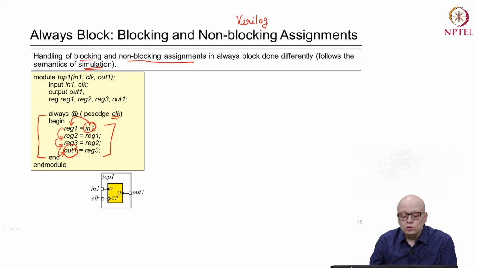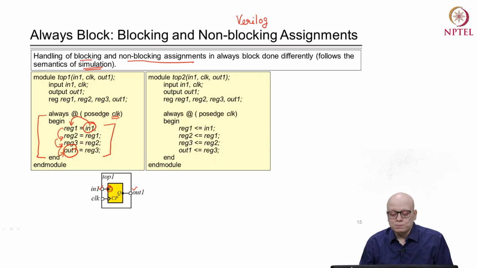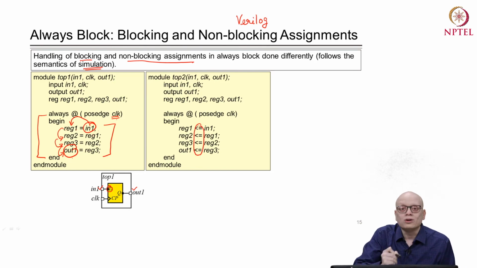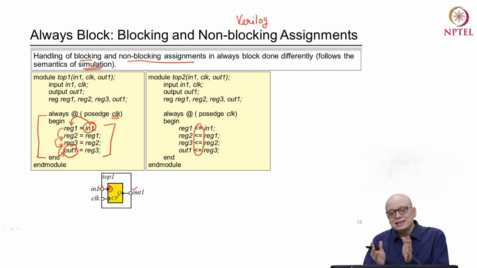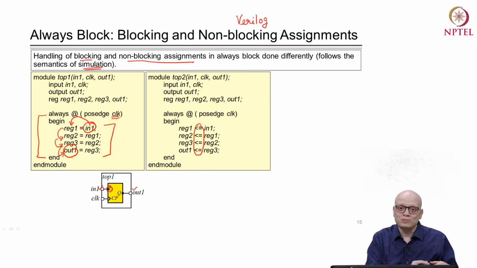So, in this case, the tool will instantiate only one flip flop, and the D pin will be connected to in1, and the Q pin will be connected to out1, right. So, this is how the tool will synthesize this always block. Now, let us take another example. In this example, everything is the same, the only difference is that we are using non-blocking assignment, right. Now, remember from the earlier discussion that the non-blocking assignment is executed in two steps. In the first step, whatever is on the RHS is evaluated and scheduled to be assigned to the LHS later on, at the end of the simulation time step, right.